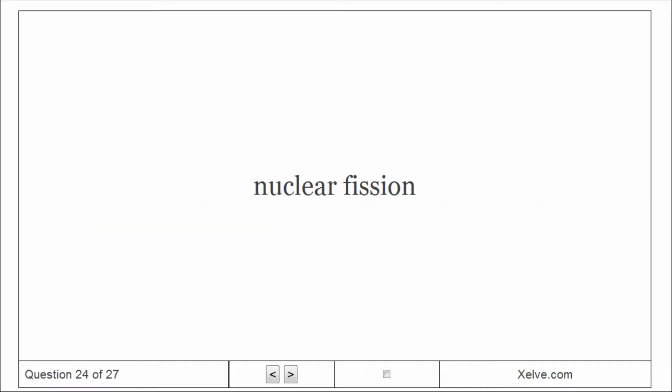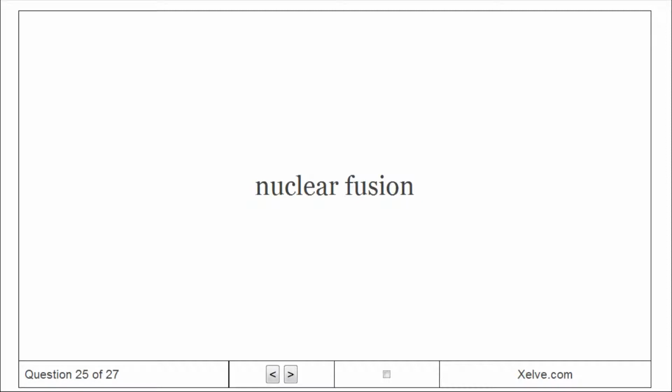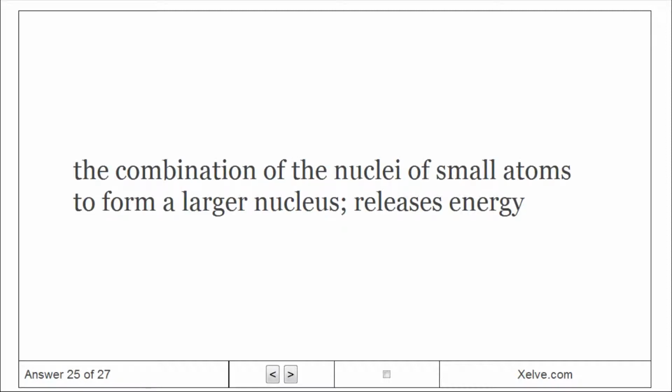Nuclear fission. The splitting of the nucleus of a large atom into two or more fragments; it releases additional neutrons and energy. Nuclear fusion. The combination of the nuclei of small atoms to form a larger nucleus; it releases energy.